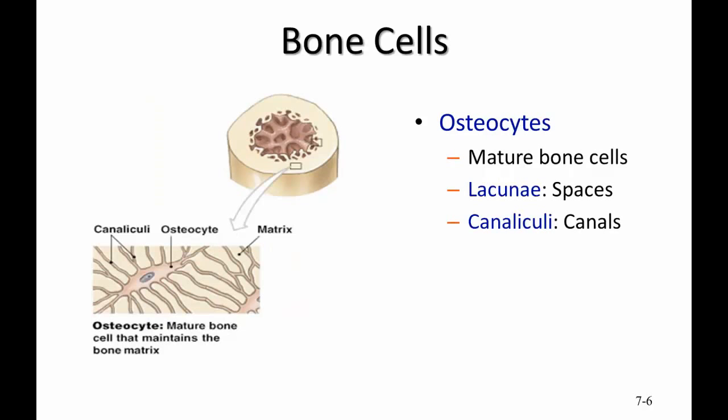Osteocytes are mature osteoblasts, and they're going to live in a space called a lacuna. So osteocytes, and if we were looking at cartilage, chondrocytes, also live in lacuna. And coming away from the lacuna, we're going to find canaliculi. Canaliculi means little canal. So these are tiny little fluid-filled canals that allow the osteocytes to communicate with one another.